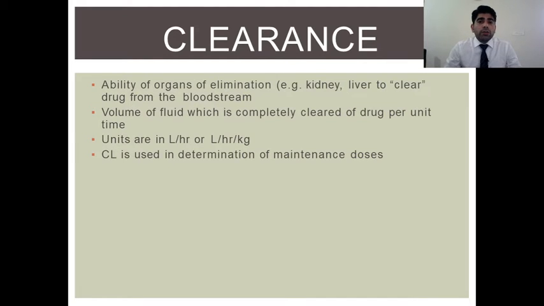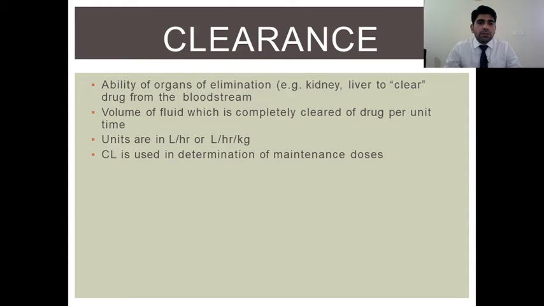So now we are coming to the next pharmacokinetic parameter, that is the clearance. How we can get the idea of clearance. Clearance is the ability of an organ to eliminate the drug from the bloodstream. Got it? So clearance is, you can say, the ability of an organ like the liver or the kidney. So how effectively they clear the drug from the blood.